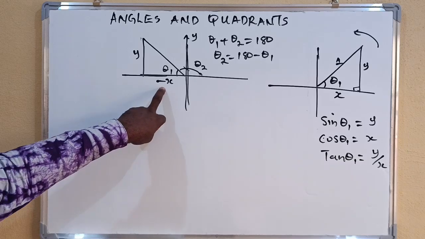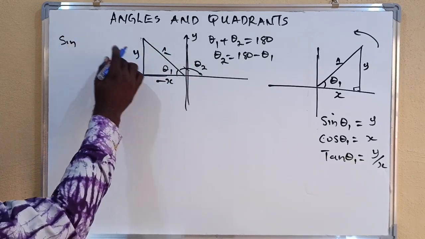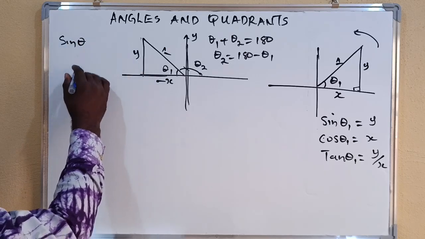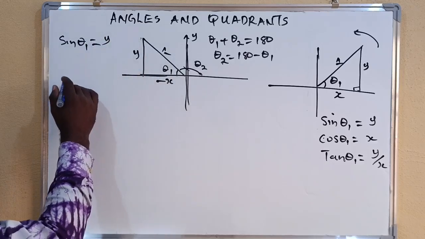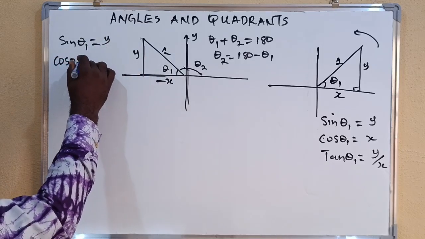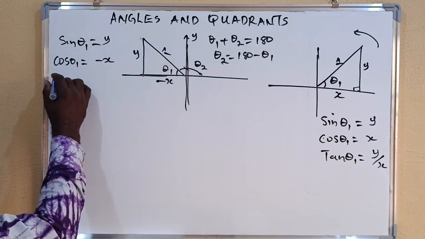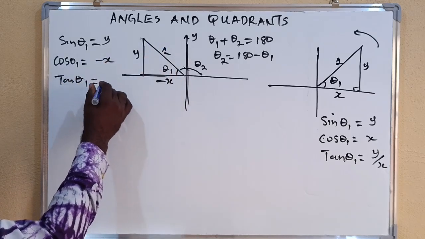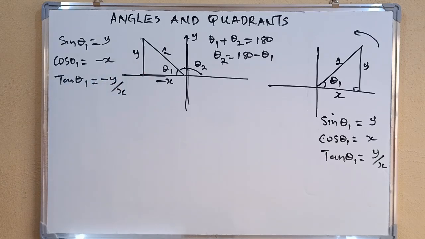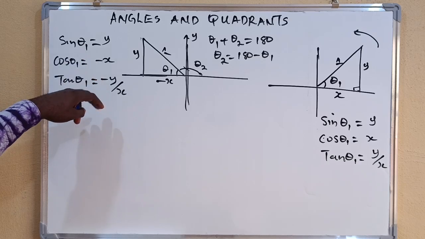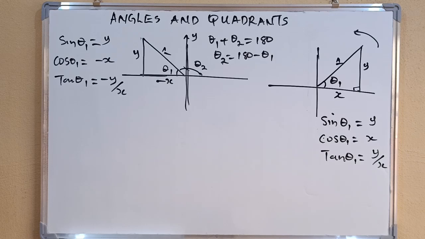Okay, so what is my sign here? Here is 1. My sine theta 1 will be opposite over hypotenuse, which is y. My cos theta 1 will be adjacent over hypotenuse, which is minus x. And my tan theta 1 will be opposite over adjacent, which is y over minus x. So you can see that in the second quadrant, only sine is positive. Cosine and tangent are negative.